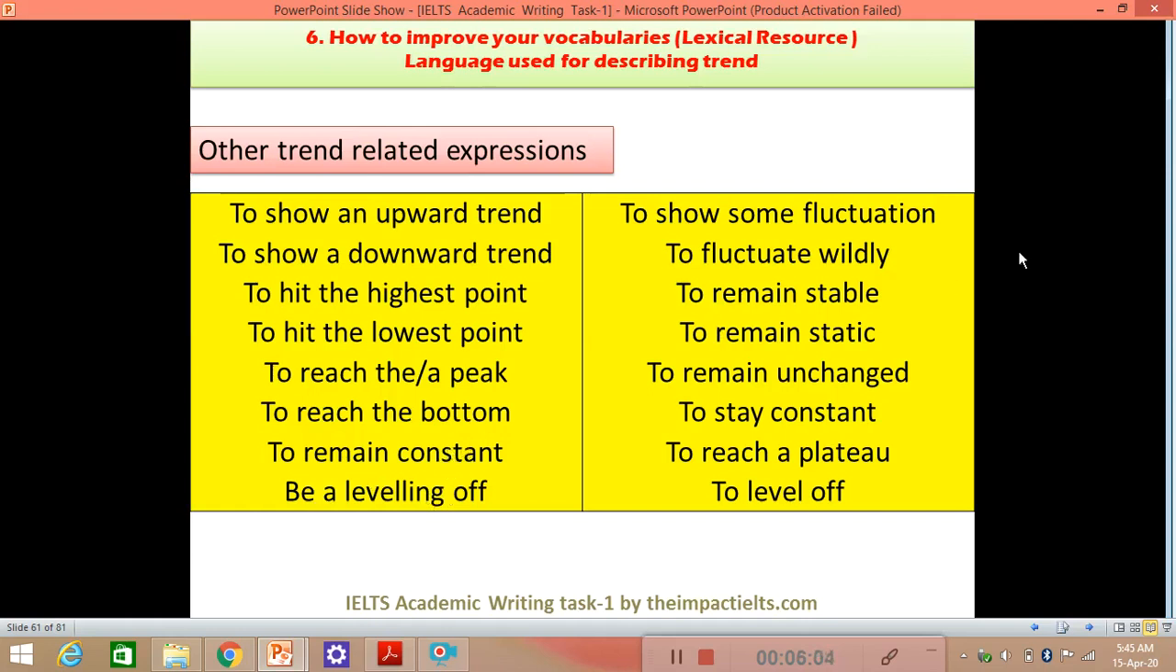Both are almost the same. To show some fluctuation, to fluctuate wildly. Even in fluctuation, it might show some fluctuation, or it can fluctuate wildly. To remain stable, the same thing, remain constant, remain static. I'm giving you a variety of expressions that you can use. To remain unchanged, it's all the same. To stay constant, to reach a plateau, where it is neither increasing nor decreasing, and to level off. So you can use this kind of expression.